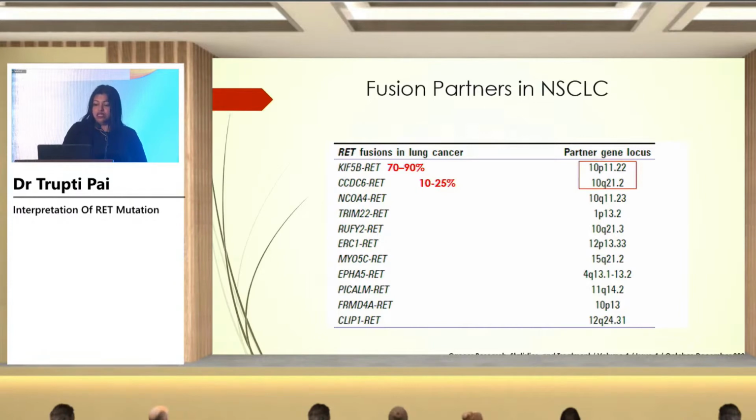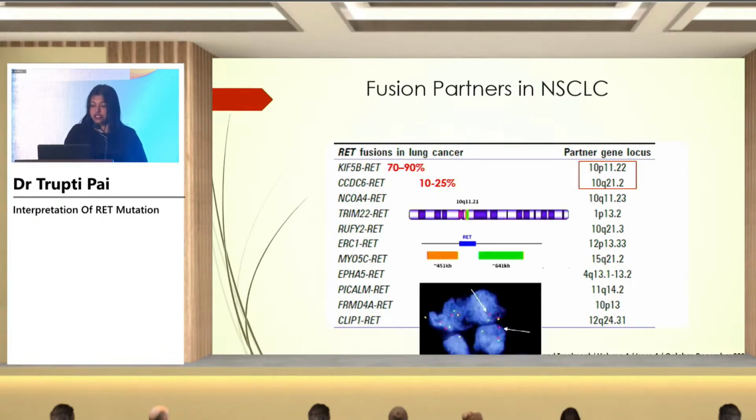And if you look at the partner gene loci, it is in very close proximity to the RET gene. Now, this is very important when you see what the FISH probe design for the RET gene is. So if you see, it is near about the same loci. So in FISH, what do you see? When you use a break apart probe, you see how separate the signals are. As you can see in the figure, the red and green are very wide apart.